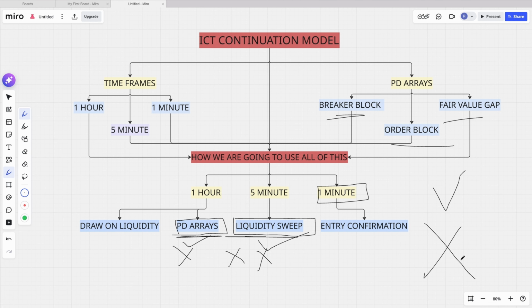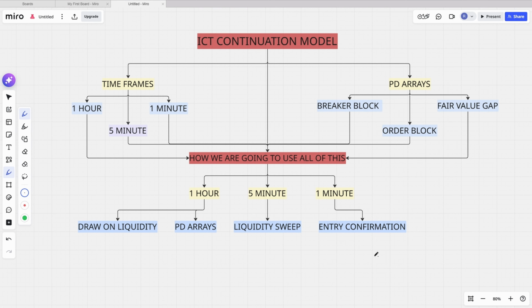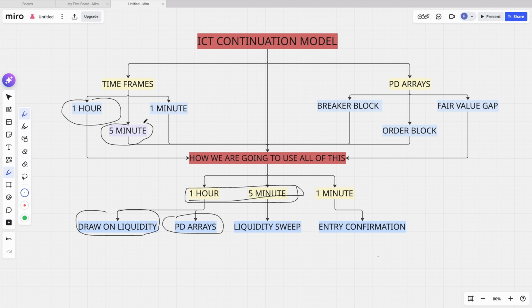This completes the role of the 5-minute time frame within the continuation model. At this stage, all higher time frame and intermediate time frame conditions have already been satisfied. The draw on liquidity has been defined on the 1-hour time frame, the price delivery array has been selected, and a liquidity sweep has occurred within that area on the 5-minute time frame. With these conditions met, the model transitions to the 1-minute time frame. The 1-minute time frame is used exclusively for execution.